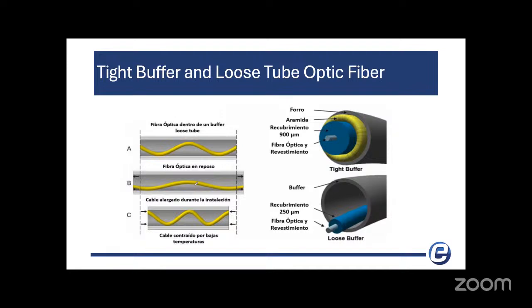So if it gets too hot or too cold and if it's very tight, your fiber might break and you might lose connection. It's something that can happen. So you can see on image C here how it's contracting due to low temperature.